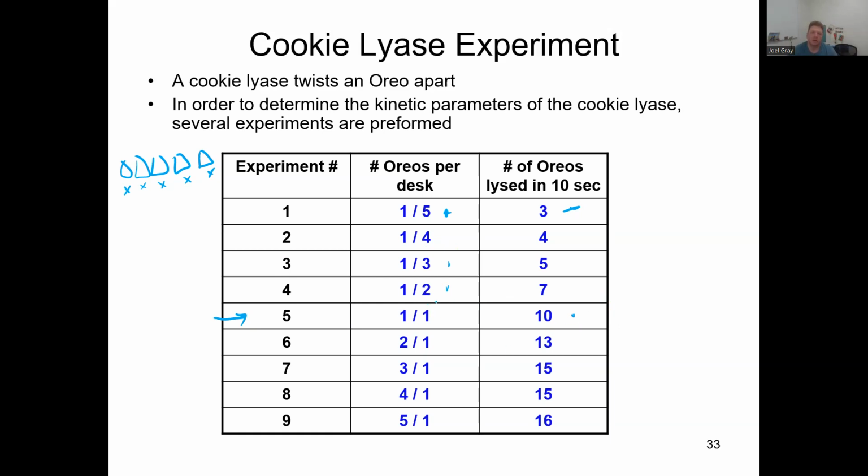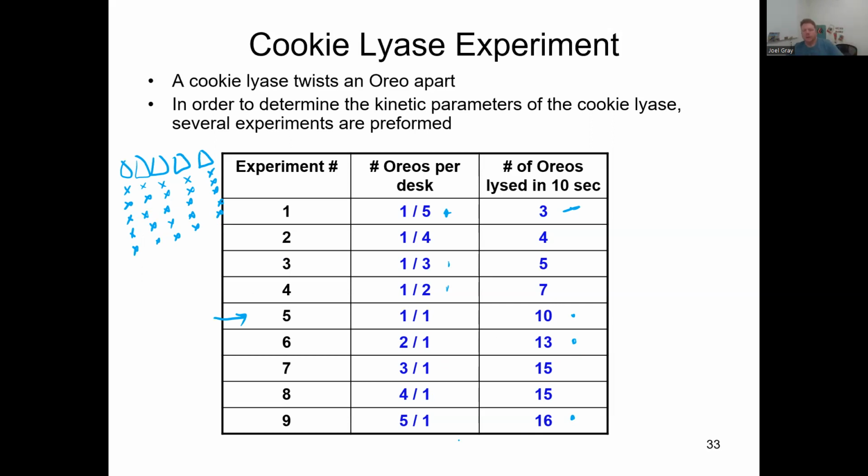you get about 10. When you'd increase the number of Oreos, 2 Oreos per desk, you're providing more and more substrate. You get more and more product. At some point, though, we would put 5 Oreos per desk, give them 10 seconds, and you'd get 16 Oreos on the other side. You'd give them that time, they would break those Oreos open, and boom, we're done.